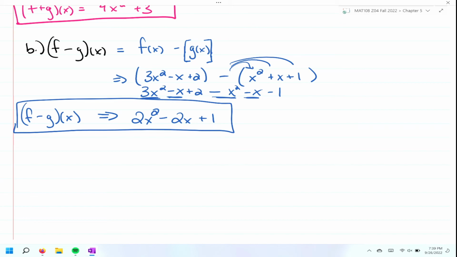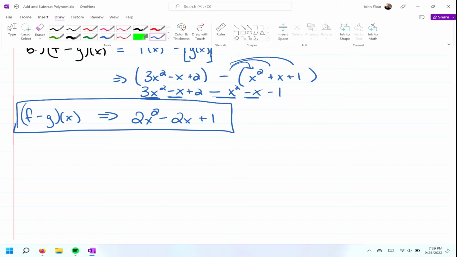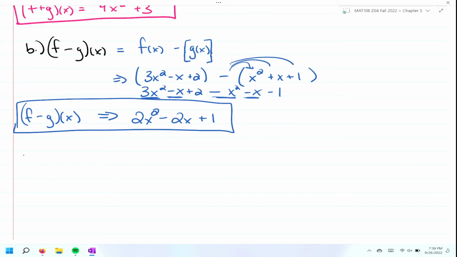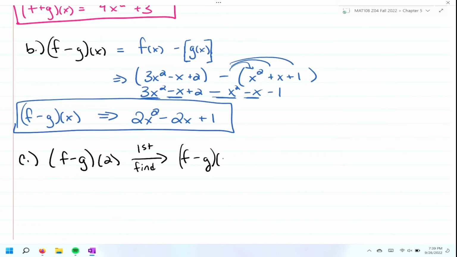Now, there are other things we can do with this. For example, in part C, let's do f minus g of 2. Well, all this means is to first find f minus g of x, which we did. We just did that. It's 2x squared minus 2x plus 1, okay?